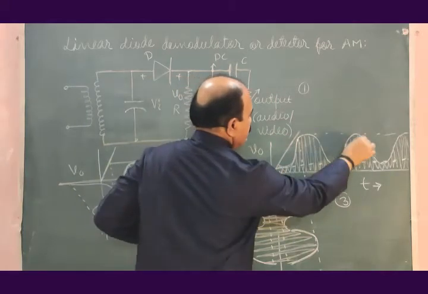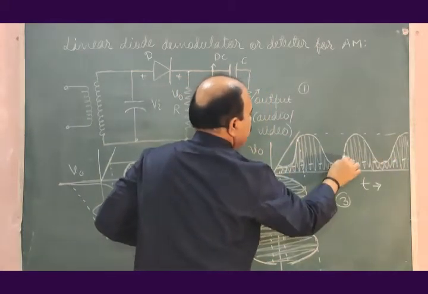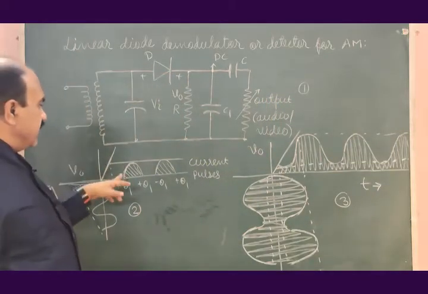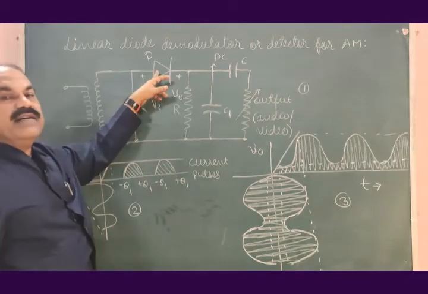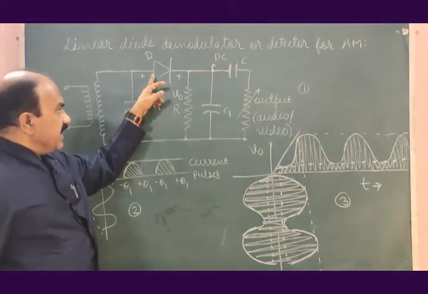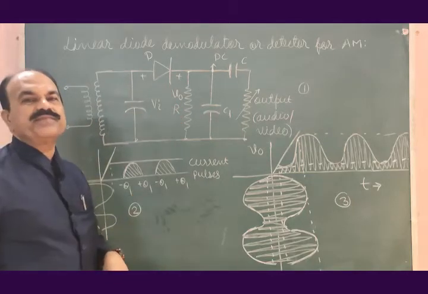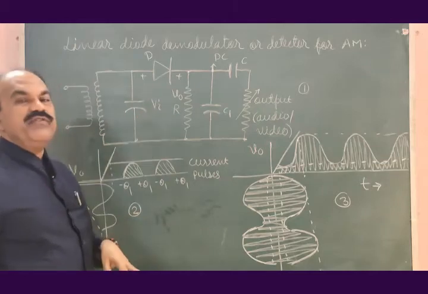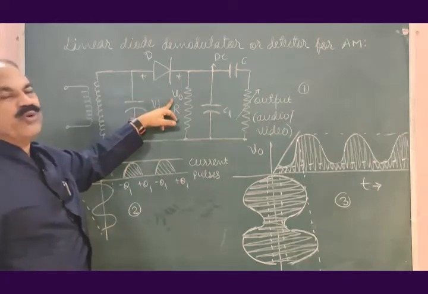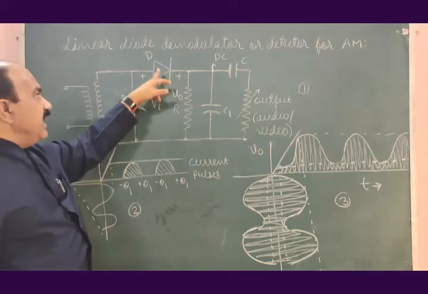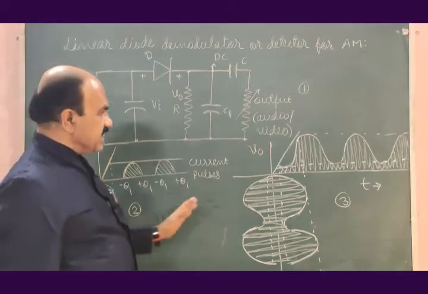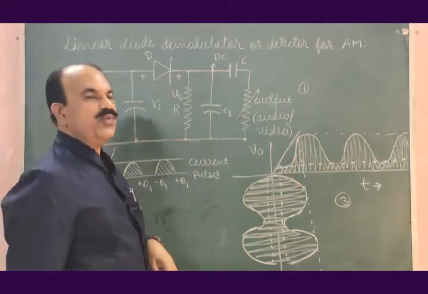Whenever it goes positive, for all positive cycles, this diode will be forward biased and it will conduct the current whenever the anode goes positive. When it conducts, output voltage is produced here. This output voltage VO biases the diode. Now voltage coming here should be more than VO. Then only the diode will be forward biased and it can conduct and supply this portion at the output.